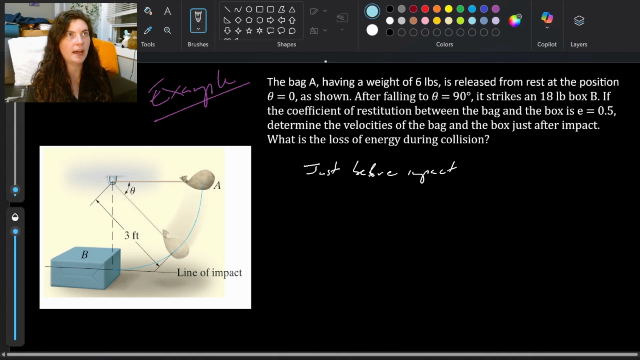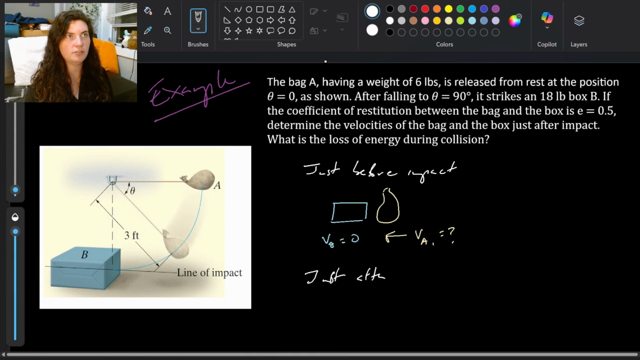So just before impact, we have the box and the bag. And the box is just sitting there. The box isn't moving just before impact, so VB is going to be 0. It's not moving at all. But our bag, A, is swinging in with some initial velocity, and we don't know what that is. And then, just for reference, I'm also going to draw my just after impact scenario.